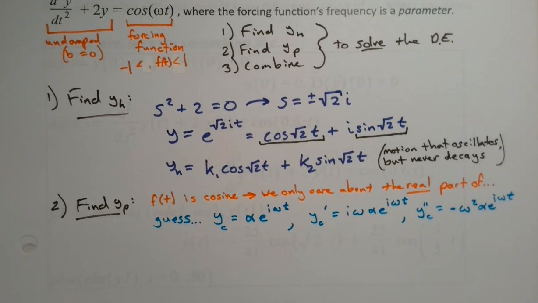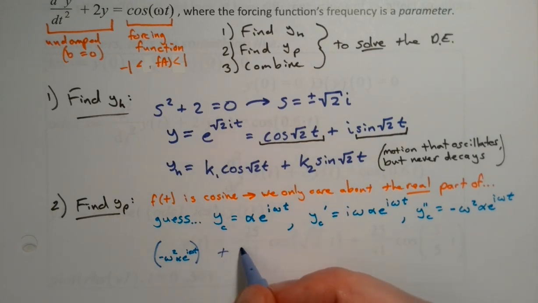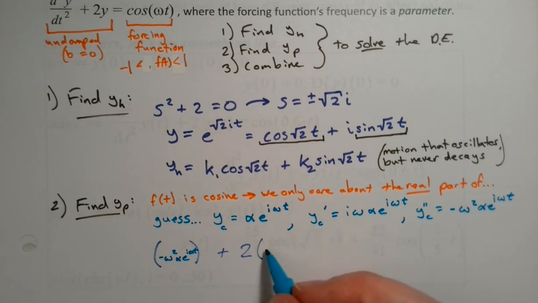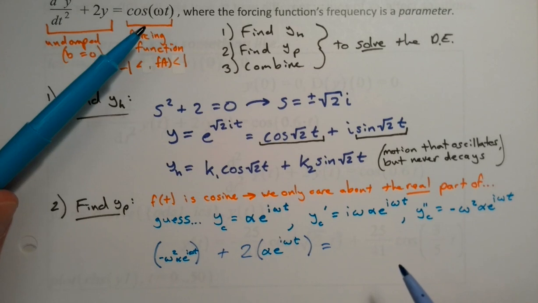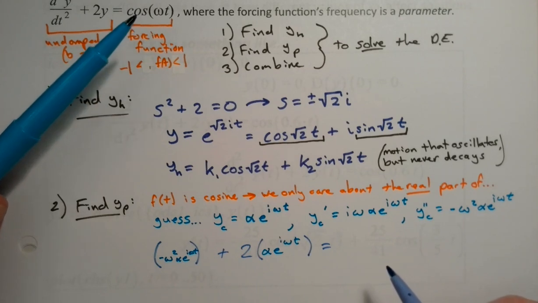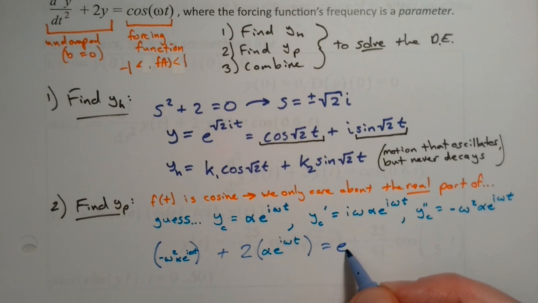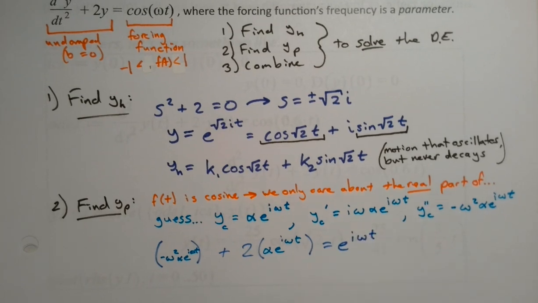So that means I'm going to take my equation and say the second derivative of our guess, which is this guy right here, so negative omega squared times alpha times e to the i omega t. Sorry, my omega got lost in the mix there. And there's no middle term, so it's just plus 2 times the original guess, which is alpha e to the i omega t. And the right-hand side is just my cosine function, cosine of omega t, but it's the complexified version of it, so it's just going to be e to the i omega t.